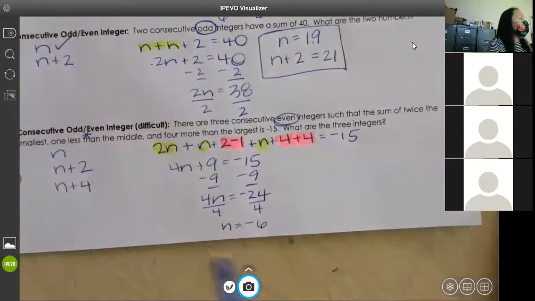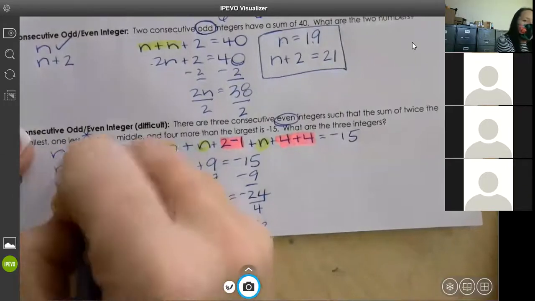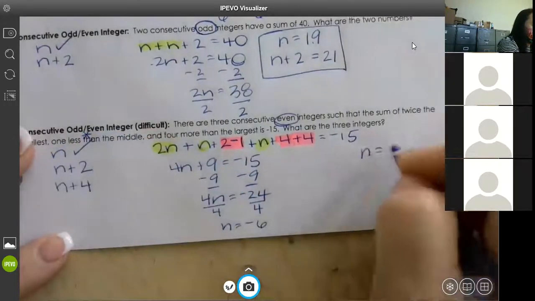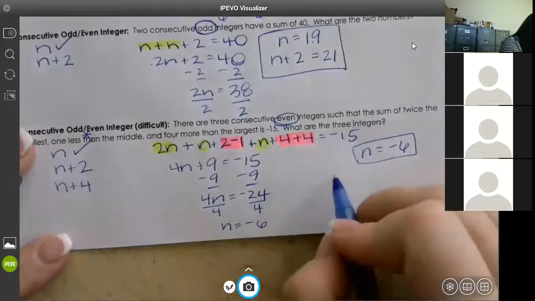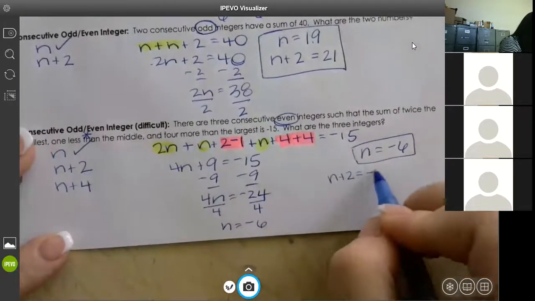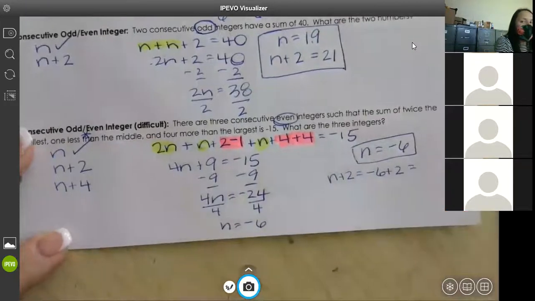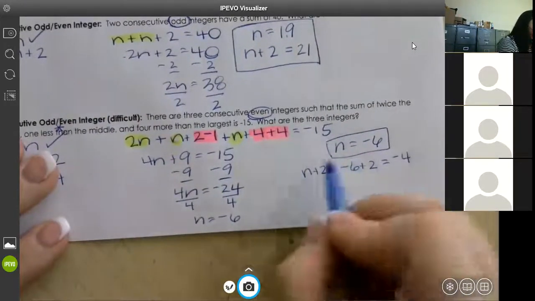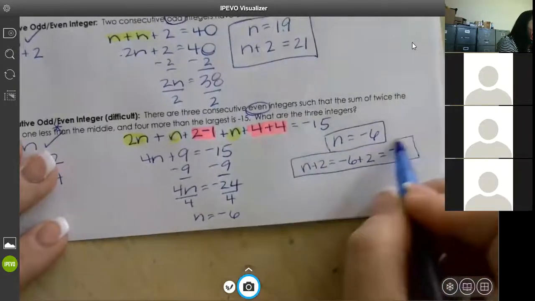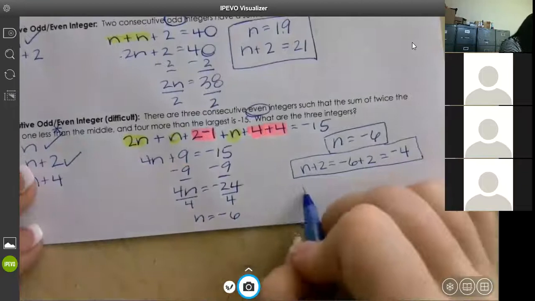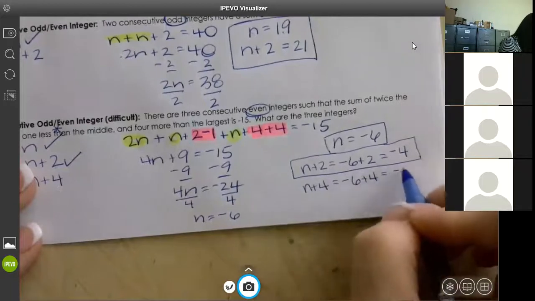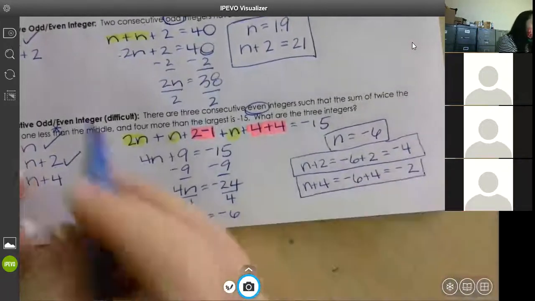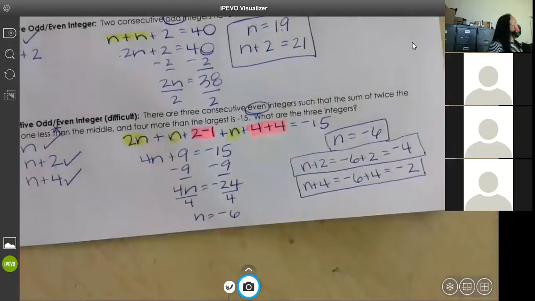All right. It asks, what are the 3 integers? So we got n. N was negative 6. That's your first one. We need to do n plus 2. So if you guys are not following where that's coming from, n is negative 6. We're going to add 2 and get negative 4. So now we have n plus 2. The last thing we need to do is n plus 4. N was negative 6. Plus 4 is negative 2. There's all three integers. Typically, it'll ask for one and not all three, so just be ready for that.